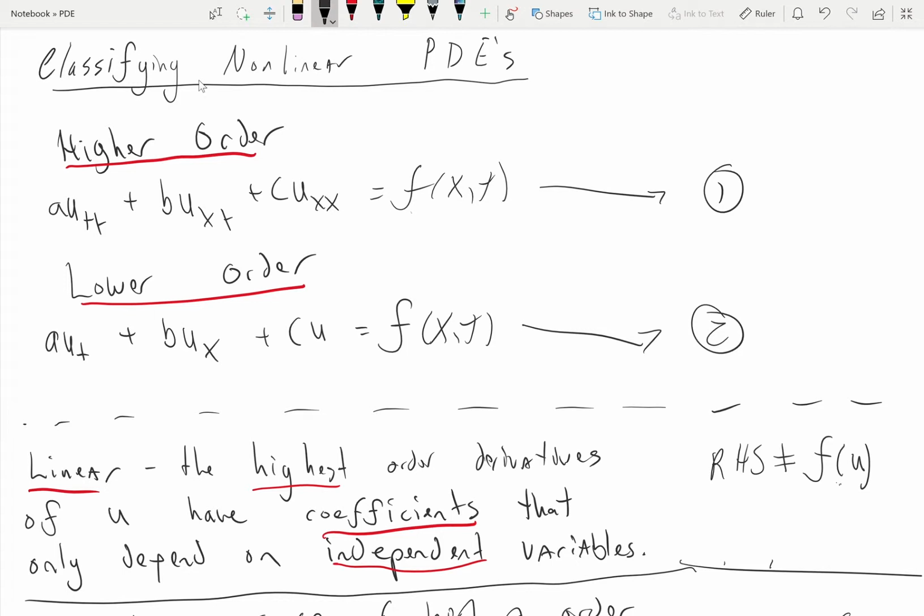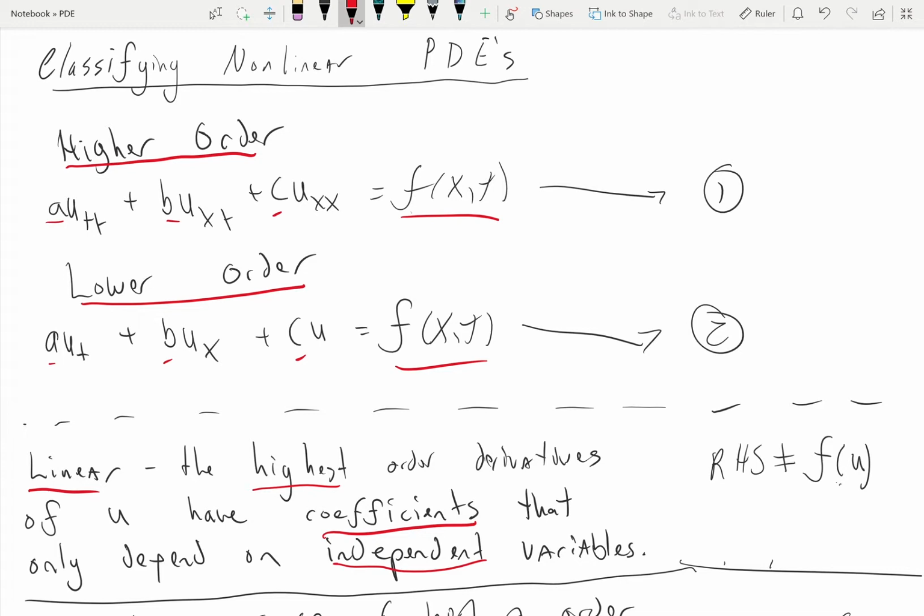In both of these equations, you're going to want to be looking at the left-hand side. In particular, you're going to be looking at the coefficients A, B, and C in both equations. And on the right-hand side, you're going to be looking at the function. It could be 0, it could be a function, it depends. But looking at the coefficients on the left and the function on the right helps you classify each PDE.